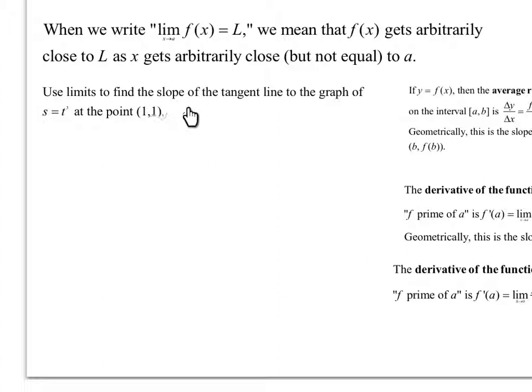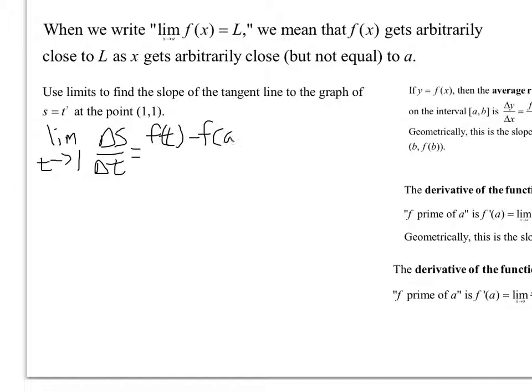Use limits to find the slope of the tangent line of the graph s equals t to the third at the point 1, 1. So what we want to do here is say the limit as t approaches 1 of the change in s over the change in t, which the way we do that is f of t minus f of a divided by t minus a.